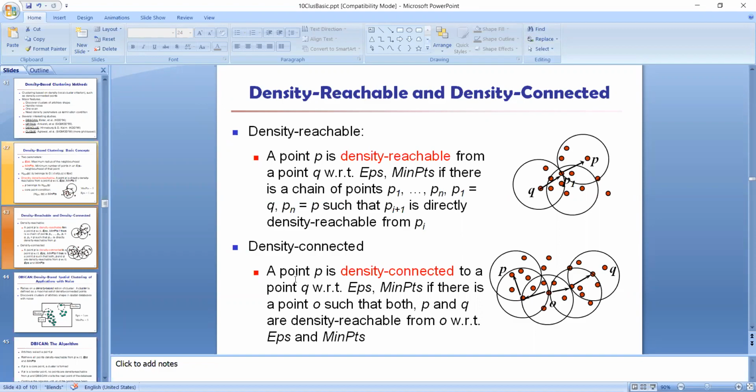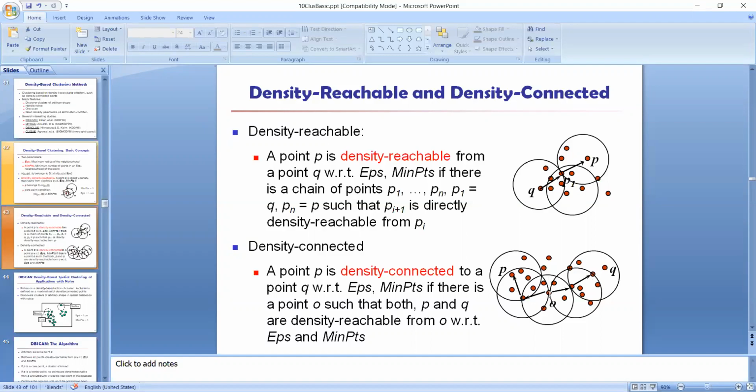A point P is density connected to a point Q with respect to epsilon and minimum points if there is a point O such that both P and Q are density reachable from O. So if I'm taking another point O, I can tell whether this point P is density connected to point Q. To get that, if I have a point O, P and Q are density reachable from O with respect to epsilon and minimum points.